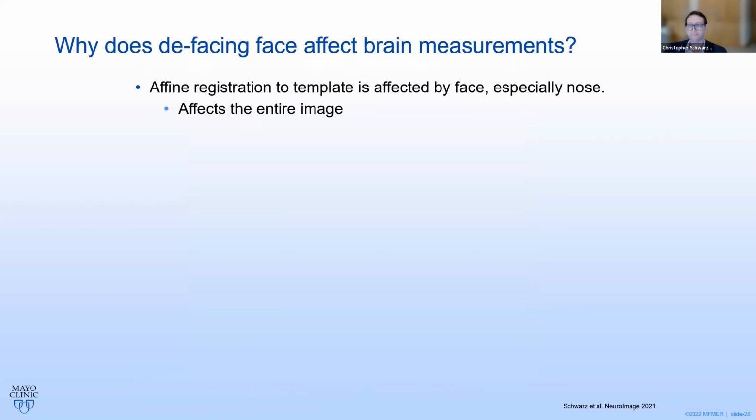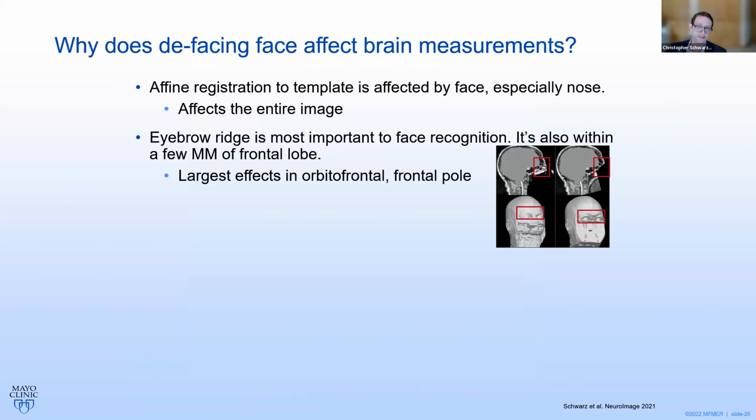Defacing affects brain measurements because it affects the affine registration of the template, which is affected by the face, especially the nose. The eyebrow ridge is the most important part to face recognition. It's also within a few millimeters of the frontal lobe. And we do see the largest effects of defacing are in the orbitofrontal and the frontal pole.